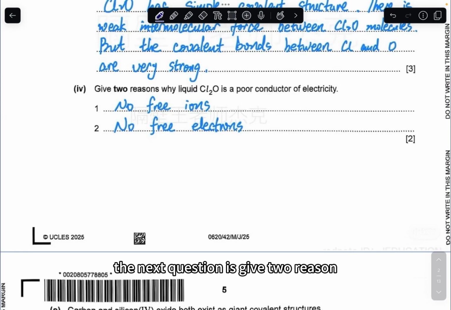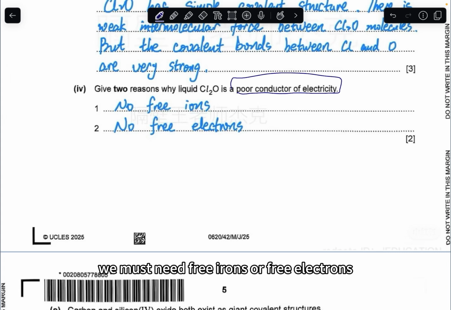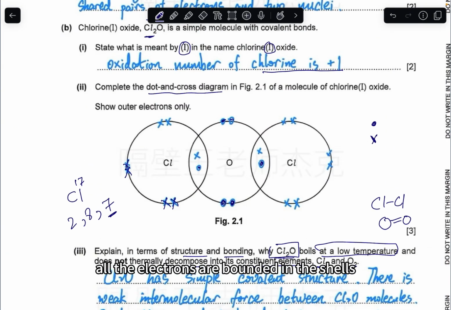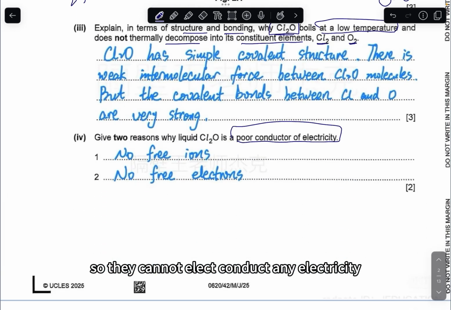The next question is, give 2 reasons why chlorine oxide is a poor conductor of electricity. To conduct electricity, we need free ions or free electrons. So they don't have any free electrons, because you see the structure, all the electrons are bound in the shells, so they cannot conduct any electricity.